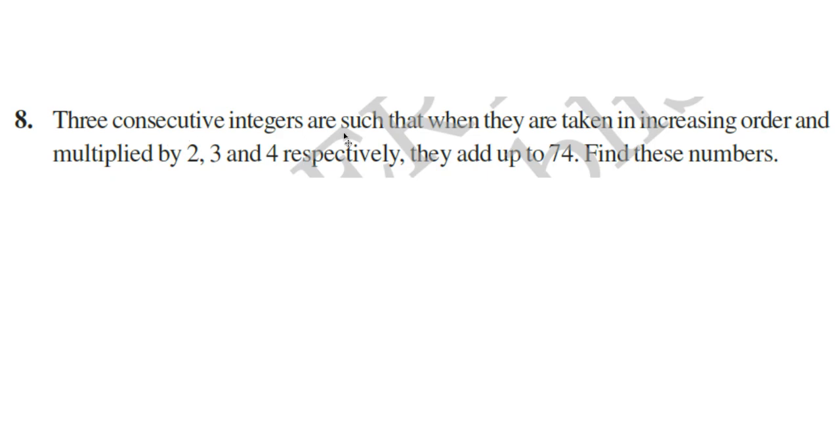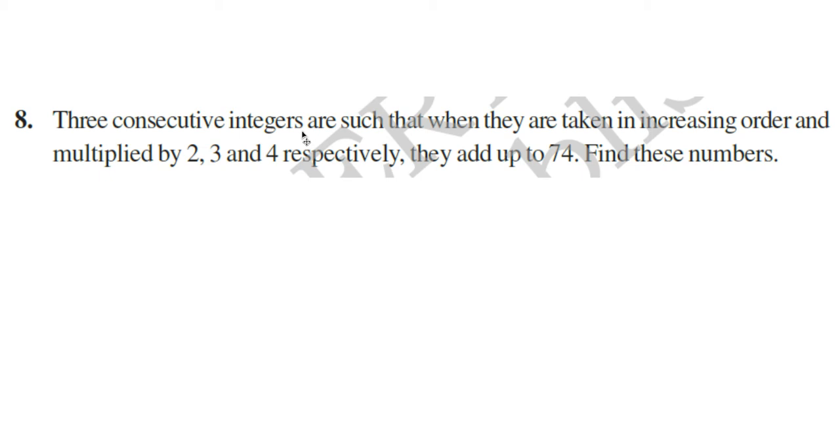Three consecutive integers are such that when they are taken in increasing order and multiplied by 2, 3 and 4 respectively, they add up to 74. Find these numbers. So here three numbers are there, three integers. They are consecutive. That means in the last class we discussed about the consecutive integers.